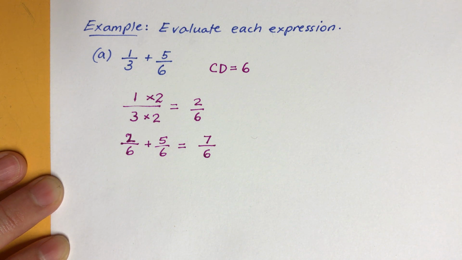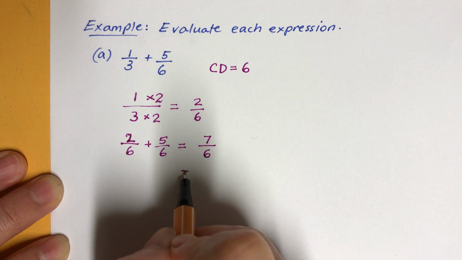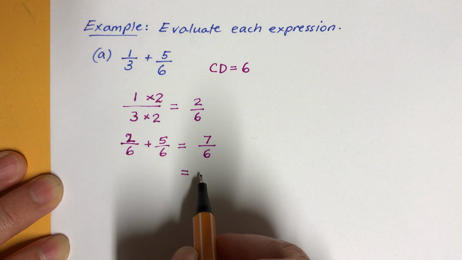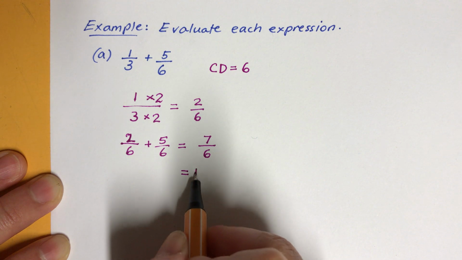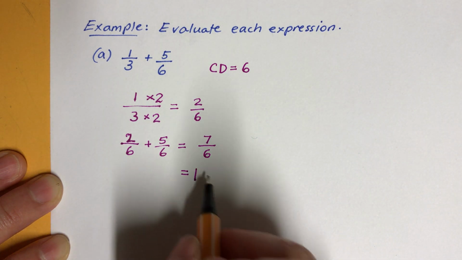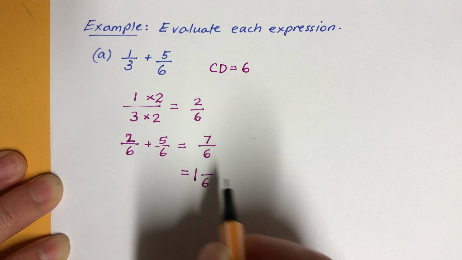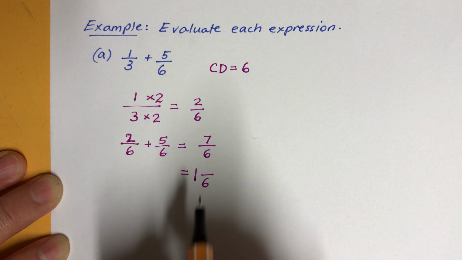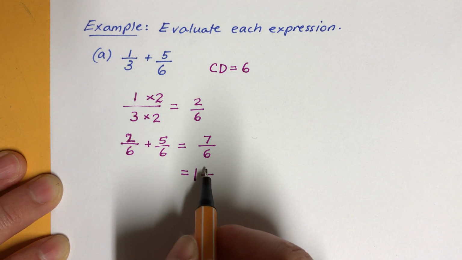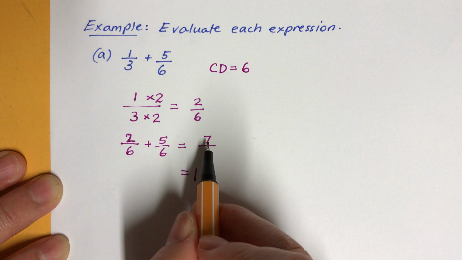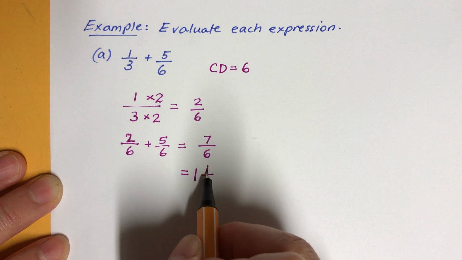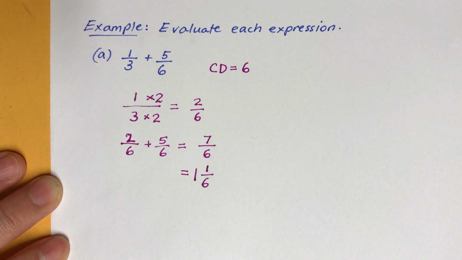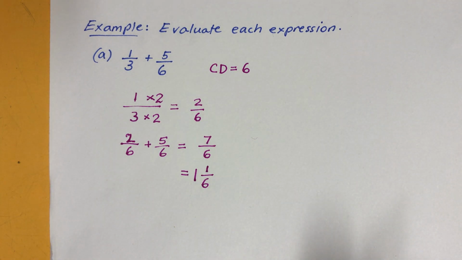Now I'm going to change this one to a mixed numeral, which is a whole number with a fraction. So how many 6s go into 7? Once. That's my whole number. Now the denominator doesn't change. But what's on the numerator? It'll be the remainder. So 6 goes into 7 once with a remainder of 1. So 7 over 6 is equal to 1 and 1 over 6. Okay, so that was the first question.